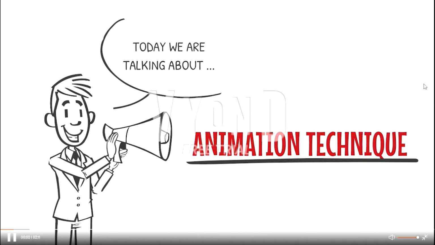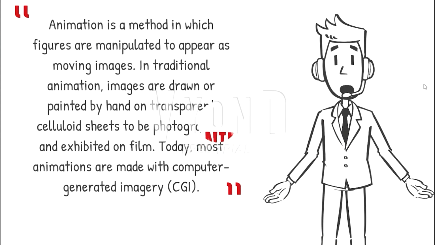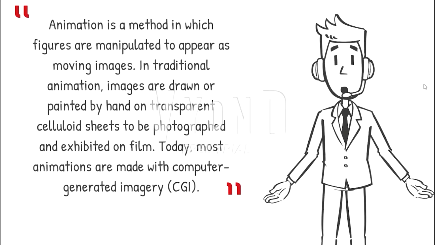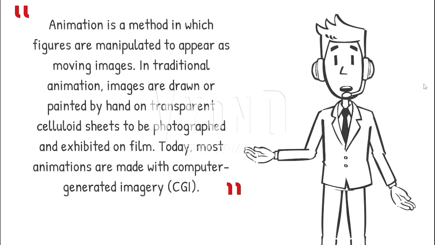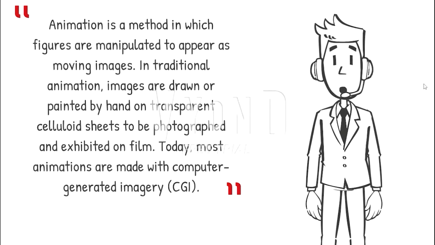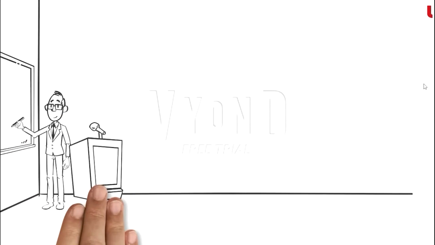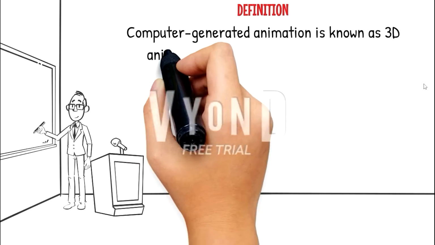Animation technique. Animation is a method in which figures are manipulated to appear as moving images. In traditional animation, images are drawn or painted by hand on transparent celluloid sheets to be photographed and exhibited on film. Today, most animations are made with computer-generated imagery (CGI). Computer-generated animation is known as 3D animation.